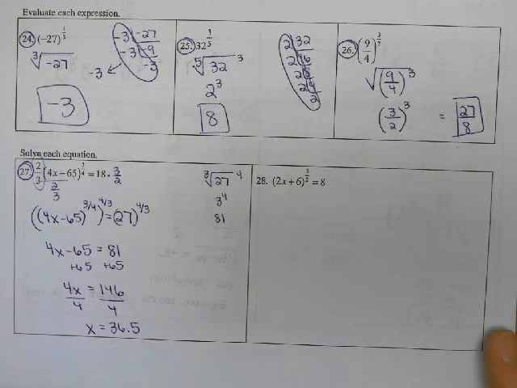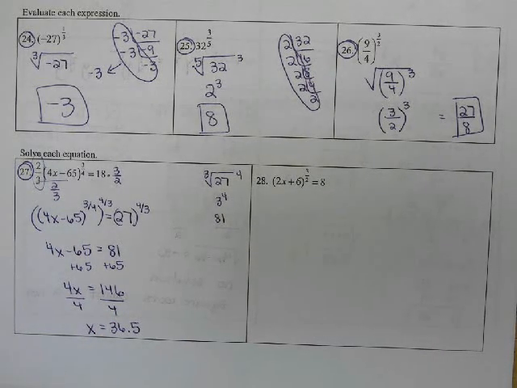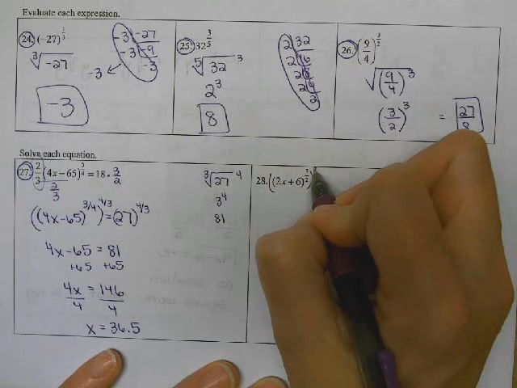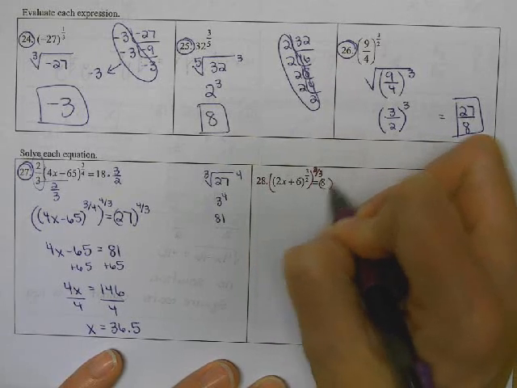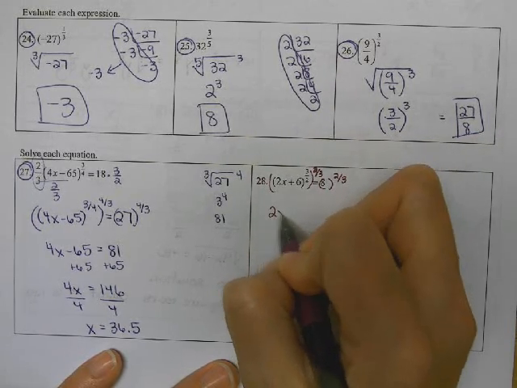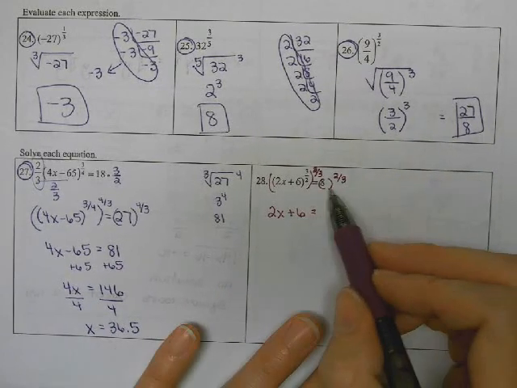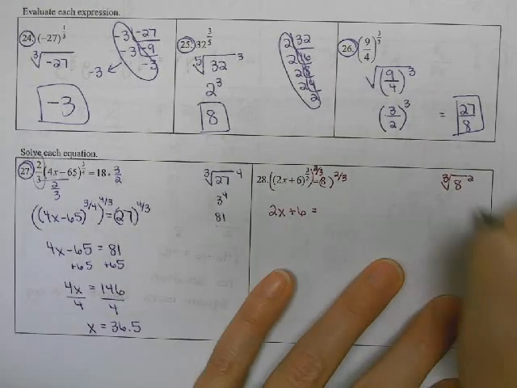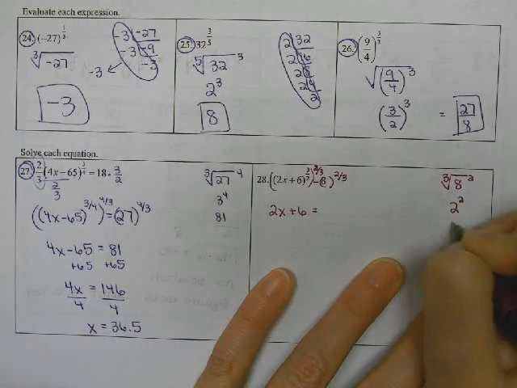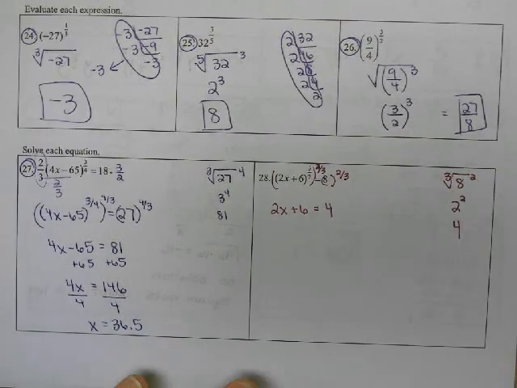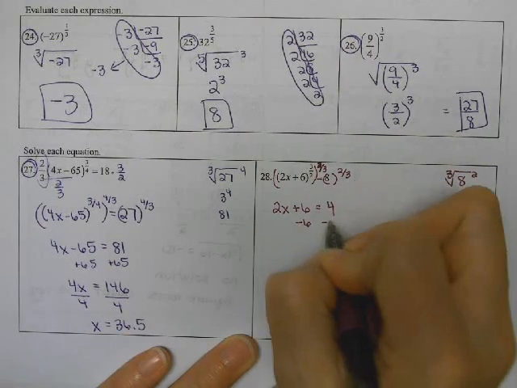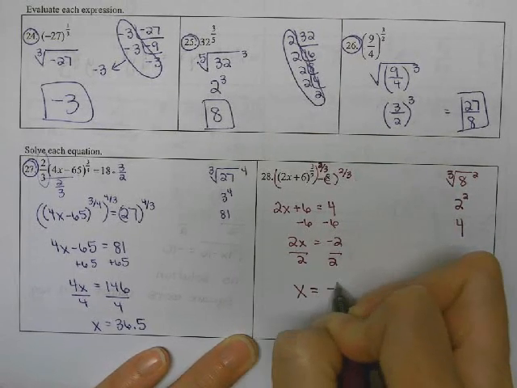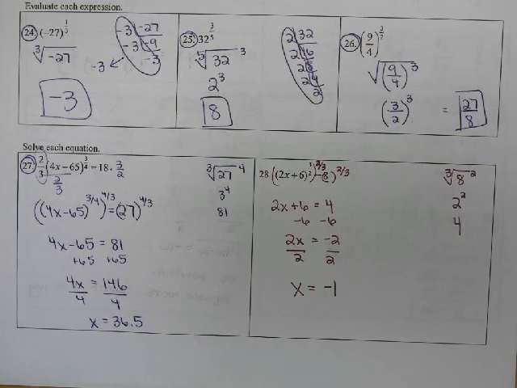Alright, 28. You are solving the rational exponent equation. You're trying to get the base to the power by itself, so it already is by itself. So from here I'm going to raise to the reciprocal on both sides. On the left I'm just going to get the 2x plus 6. On the right, saying 8 to the 2/3 is saying the cube root of 8 squared. The cube root of 8 is 2, then we're going to square that so we get 4. So I get 2x plus 6 equals 4. Now, solve for x. And there we go, so we get negative 1.